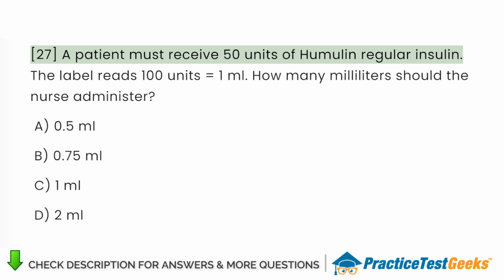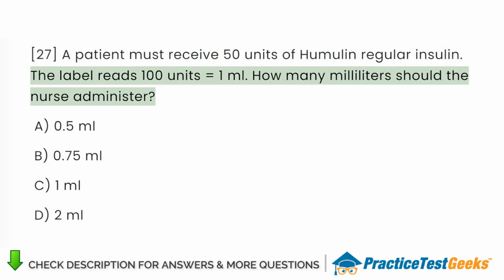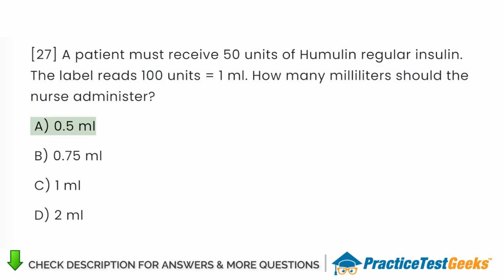A patient must receive 50 units of Humulin regular insulin. The label reads 100 units equals 1 milliliter. How many milliliters should the nurse administer? A. 0.5 milliliters. B. 0.75 milliliters. C. 1 milliliter. D. 2 milliliters.